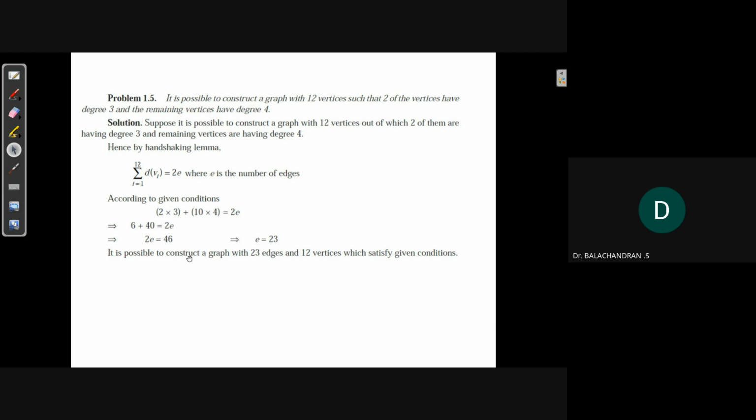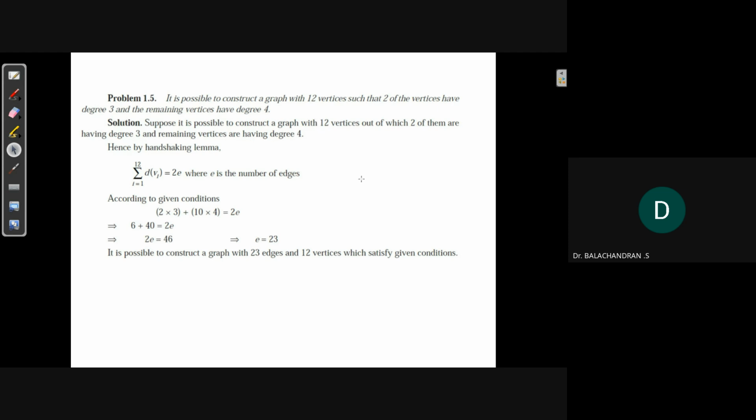So it is possible to construct a graph with 23 edges and 12 vertices, which satisfies the given condition. What is the given condition? Two vertices have degree 3 and the remaining vertices have degree 4. So actually e equal to 23 is the answer. Then we should check whether e equal to 23 is possible, because the number of vertices is what? 12.